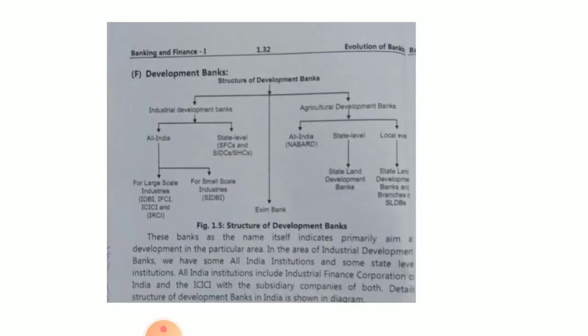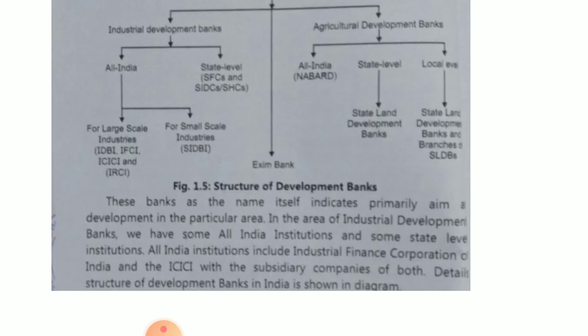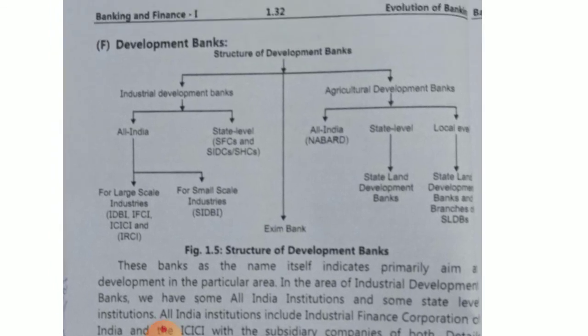Okay, then the last one is development bank. Now, this development bank has a structure. The first one is industrial development bank. Okay, it will support only industrial development. Next one is Exim Bank. Exim Bank will develop the import export of our country. And Agricultural Development Bank. Okay, it will develop the agricultural sector of India.